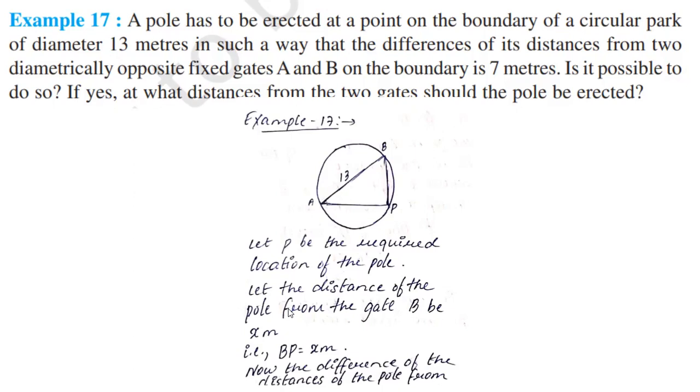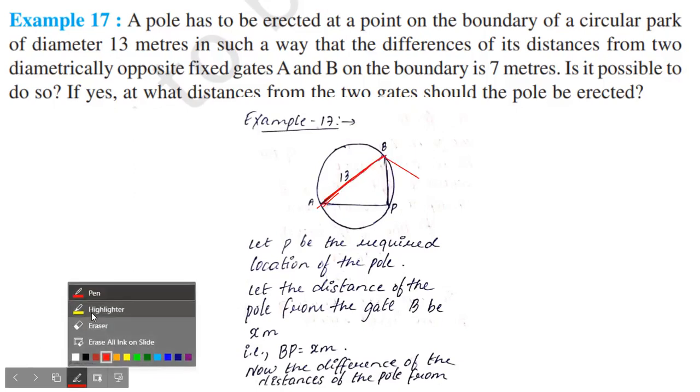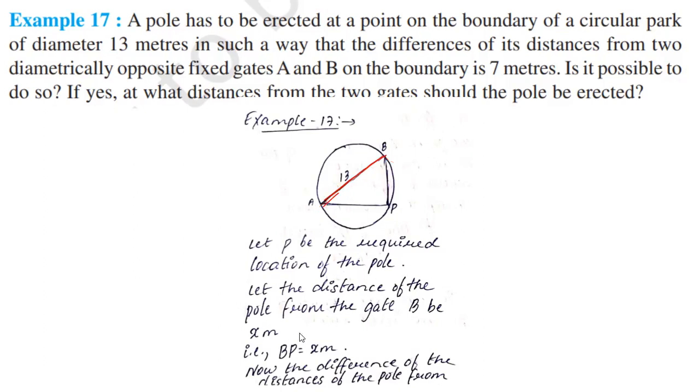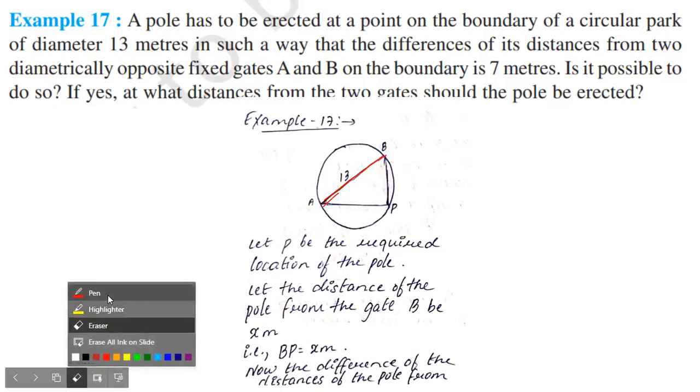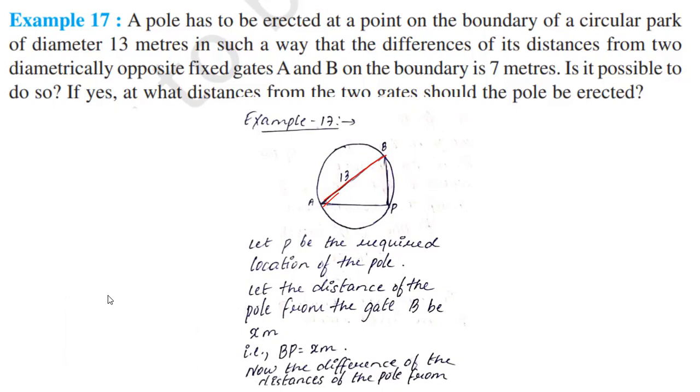So we have to basically draw the diagram for this. The diagram is the only one which is going to tell us how it is. So this AB wouldn't look like a diameter, but it is a diameter. AB is a diameter. And P is the erected pole.